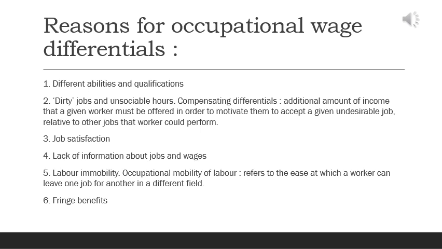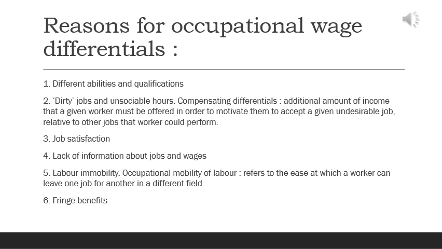Fourth, lack of information about jobs and wages. Sometimes people will work for less than they could earn in other roles simply because they do not know about the availability of better paid jobs elsewhere. Lack of information about job availability can restrict the supply of labor to those jobs and can therefore help explain some differences in earnings between different jobs in different areas.